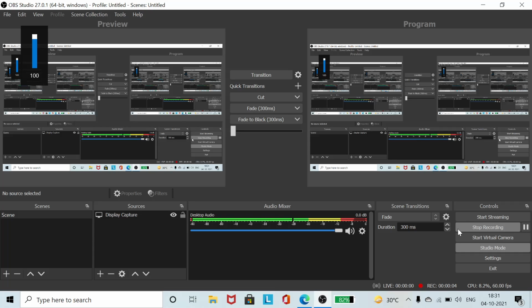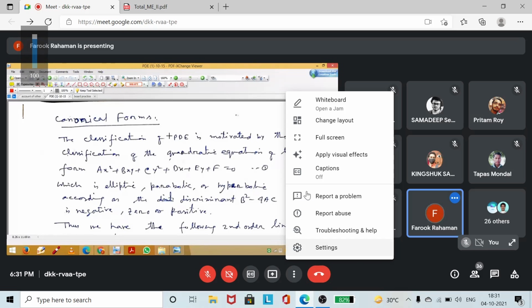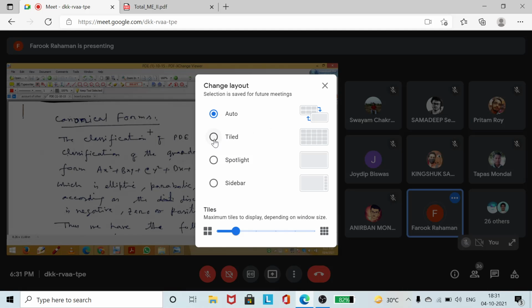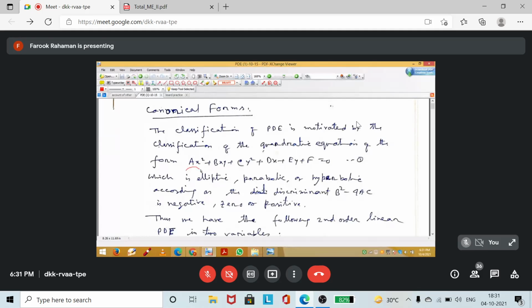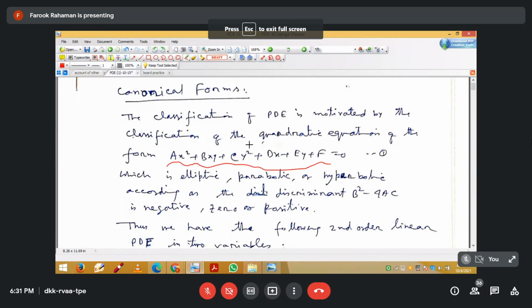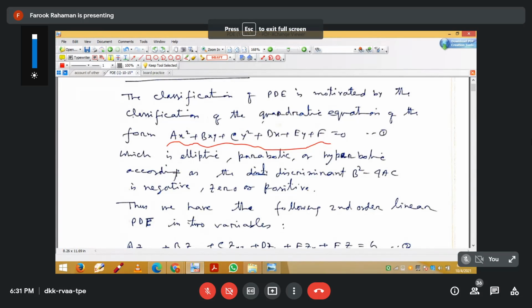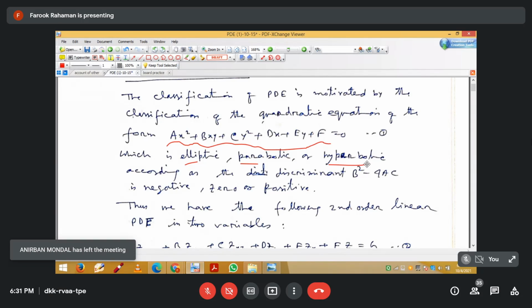Now, what is canonical form? Suppose we have, in our class 12 level knowledge, a quadratic equation like this. This quadratic equation can be classified as either elliptic, parabolic, or hyperbolic according to its discriminant being negative, zero, or positive. We have already known this.